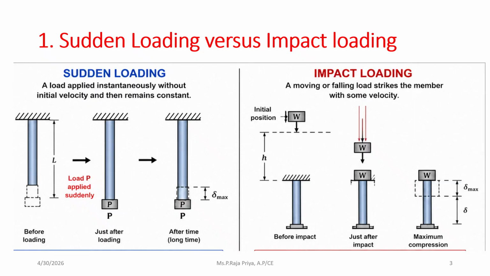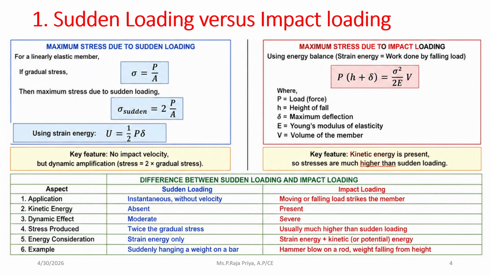In suddenly applied loading, it remains constant. That is, there is no initial velocity, and here the load will have some velocity. That is a load which is falling through some height. So there is a difference between the two types of loading.